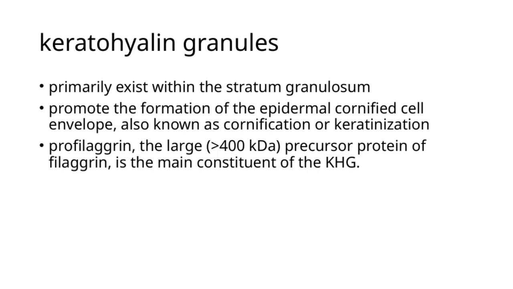A central component in this process is profilaggrin, which is a large precursor protein, over 400 kilodaltons, that eventually gets processed into filaggrin. Filaggrin is the main constituent of the keratohyalin granules, or KHG for short. These granules are essentially the storage sites for profilaggrin and other proteins that help in forming the skin's outermost protective layer. Understanding how profilaggrin and keratohyalin granules work together is fundamental to grasping how our skin develops its barrier function. This process is not only fascinating, but also vital for maintaining healthy, resilient skin.